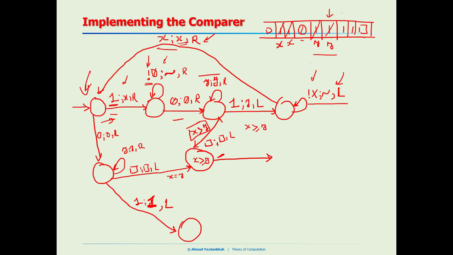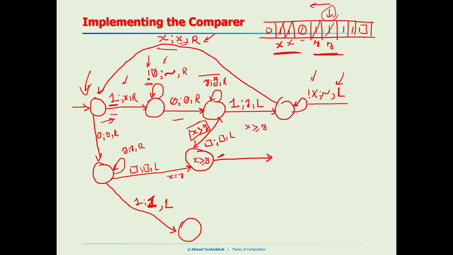Our job is to clear everything, because we have some y's and we have x's. So we messed up our input data. We need to go over to the left. Right now we are here, so we need to go to the left, and if there is any y or x, we need to change all of them to 1.